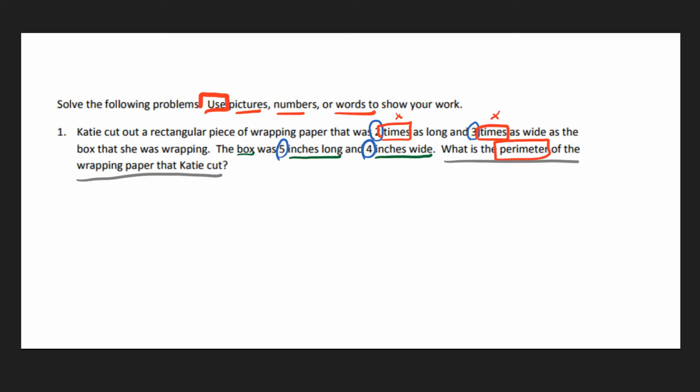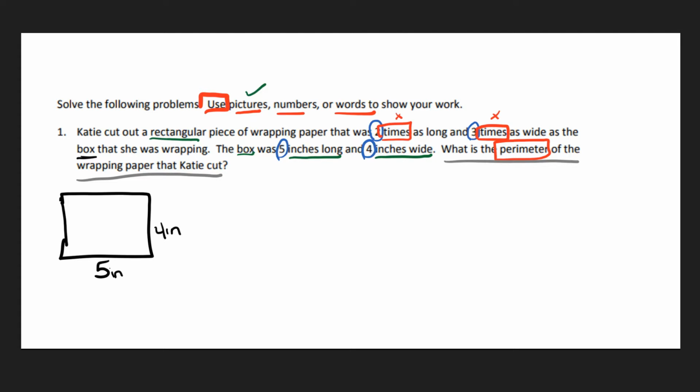So the first thing I'm going to do is use my pictures to show my work. So it's a rectangular piece of wrapping paper. So I'm going to draw a rectangle. Okay. Now they're also referencing a box. And so they gave us the numbers for the box, so I'm going to label this box. It's 5 inches long, 4 inches wide.